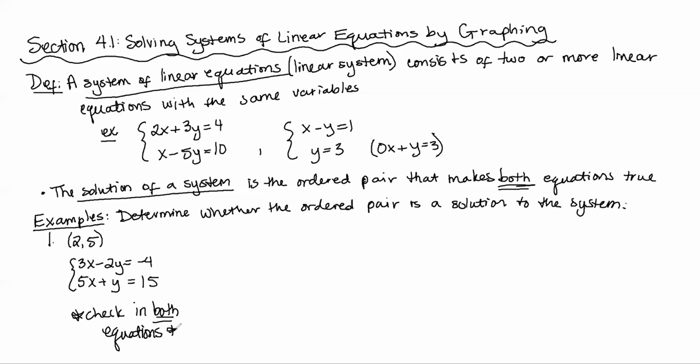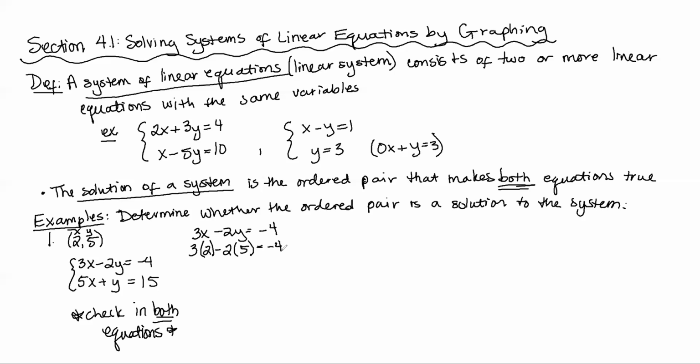So let's go ahead and try plugging it into our first equation here, this 3x minus 2y equals -4. So remember, we're plugging in our x and our y. x is 2, y is 5, and we'll plug them in and see if the left side equals the right side. So 3x, so 3 times 2 minus 2 times y, which is 5, equals -4.